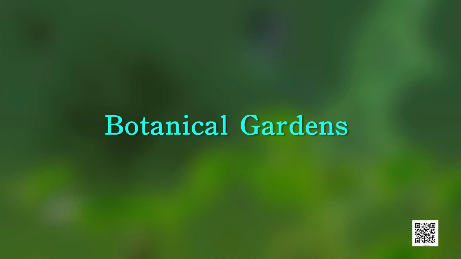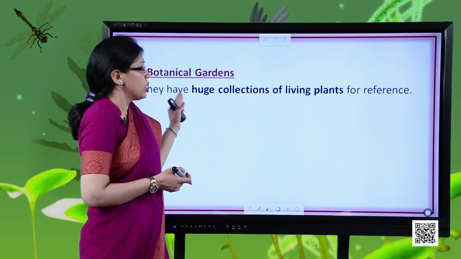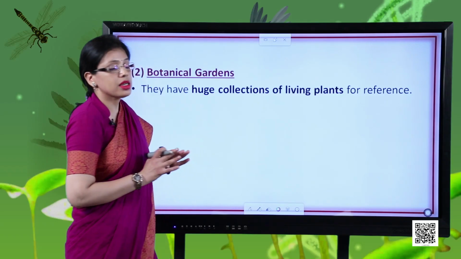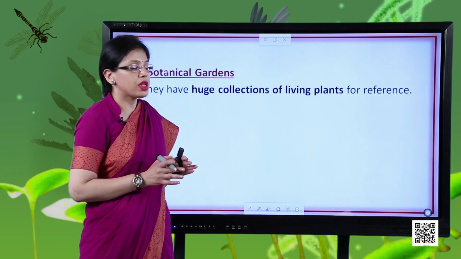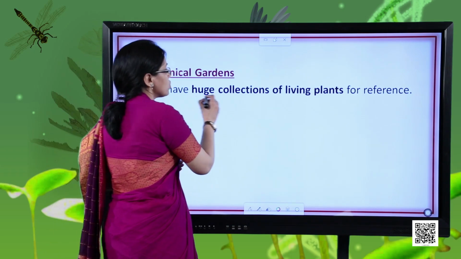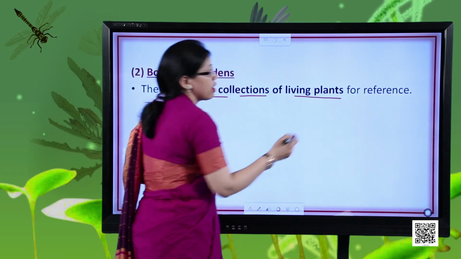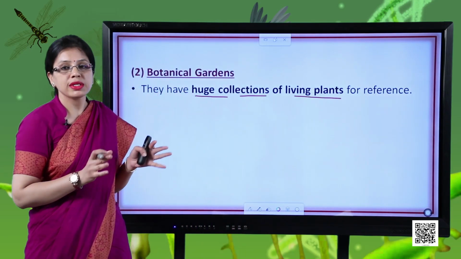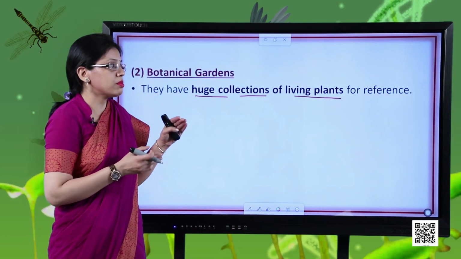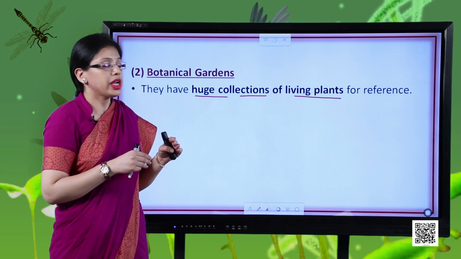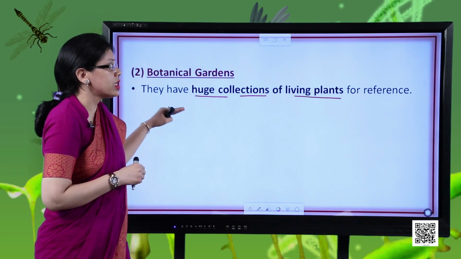Then we have the second taxonomical aid, that is called a botanical garden. These are not normal gardens, these are specialized gardens where we have a huge collection of living plants. In a herbarium, we were not preserving the living plant, we were preserving the plant in a dead form. Here we are trying to conserve the living plants.